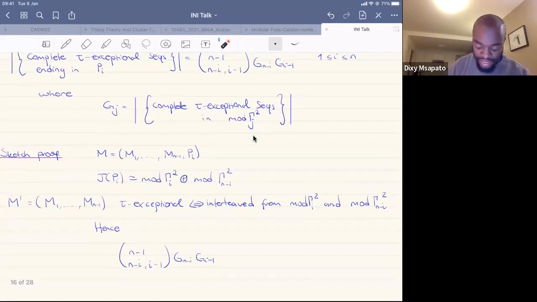So as a result, the total number of tau exceptional sequences ending at P_i is given by this equation here, where this is accounting for the interleavings and this is accounting for you picking pairs of sequences from mod Gamma_{i,2} and mod Gamma_{n-i,2}.